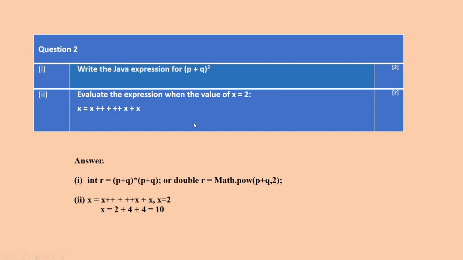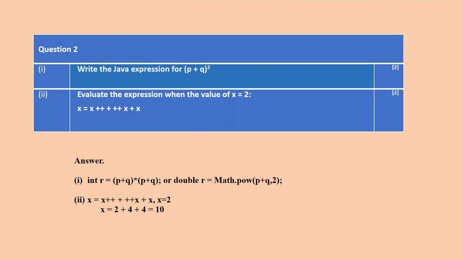First one, the expression will be int r = (P + Q) * (P + Q), or the same can be written in the other way, double r = Math.pow(P + Q, 2).